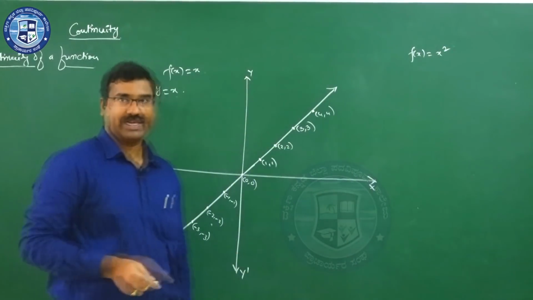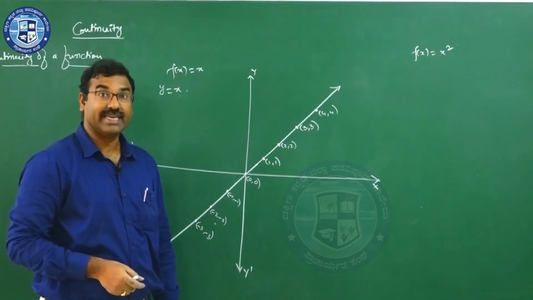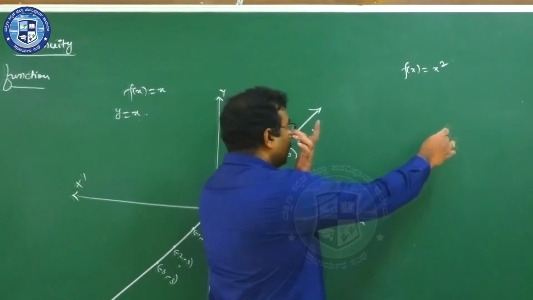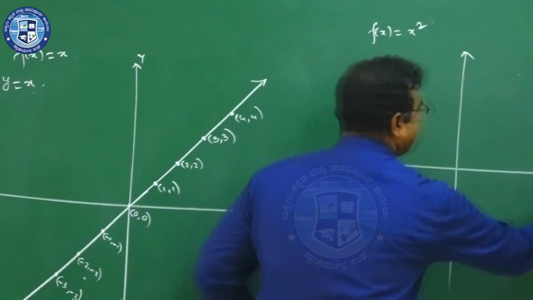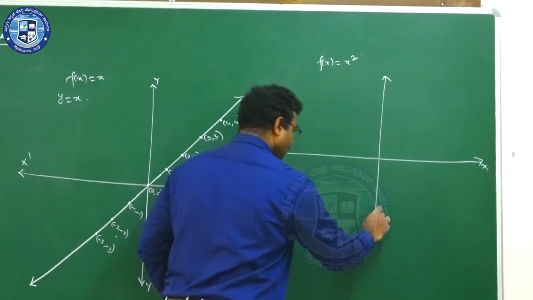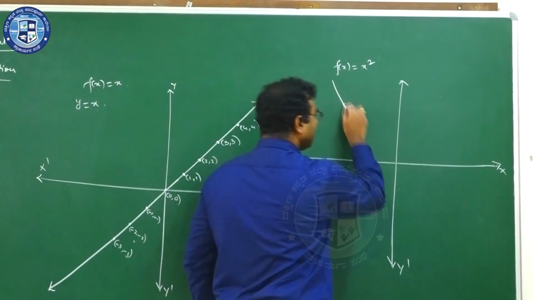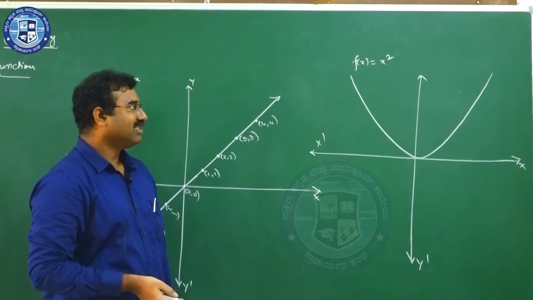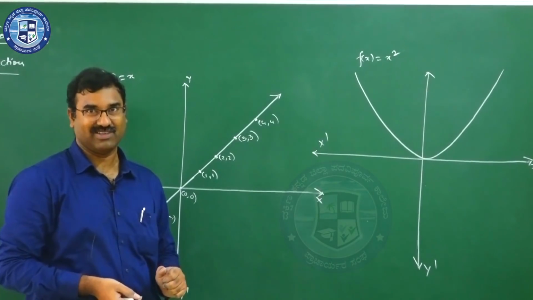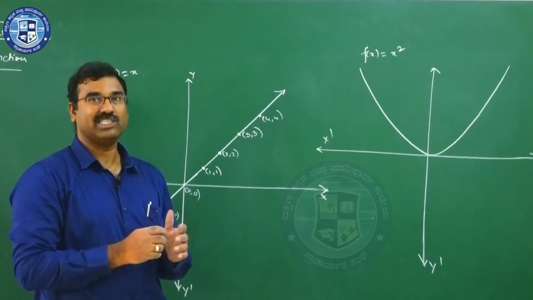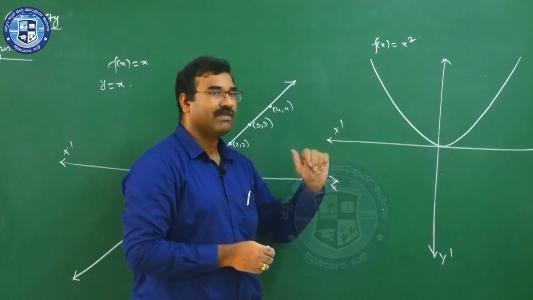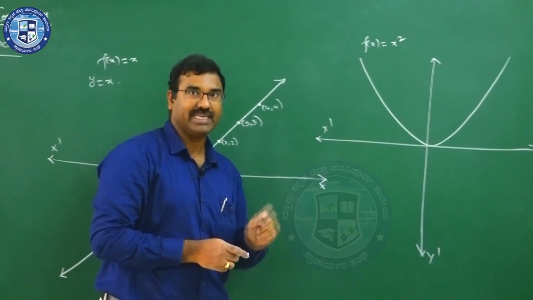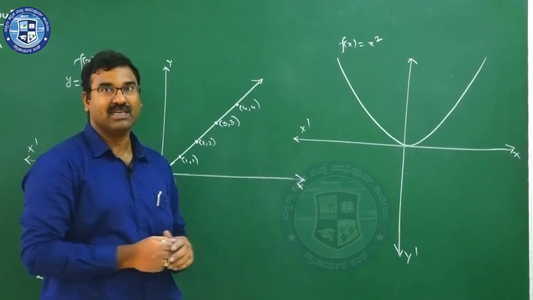f(x) is equal to x square. If you are able to draw the graph in a single stroke, then we can say that the function is continuous. See that in a single stroke, without lifting the chalk, I can complete the graph. That means we can say that the function is continuous. It is a geometrical way, we can say. If you are able to draw the graph in a single stroke without lifting the chalk on the board or the pen on the paper, then we can say that the function is continuous.